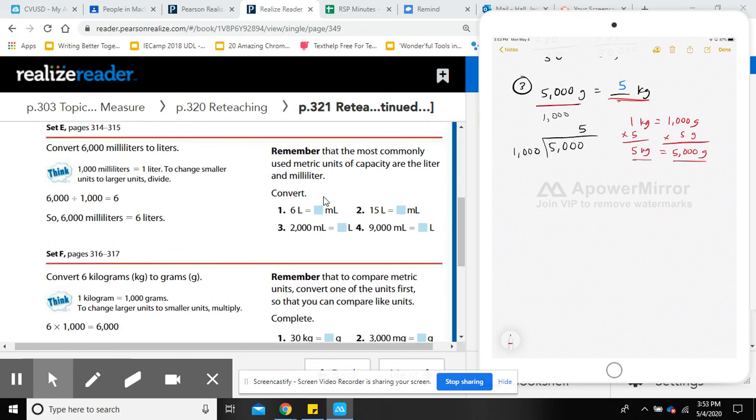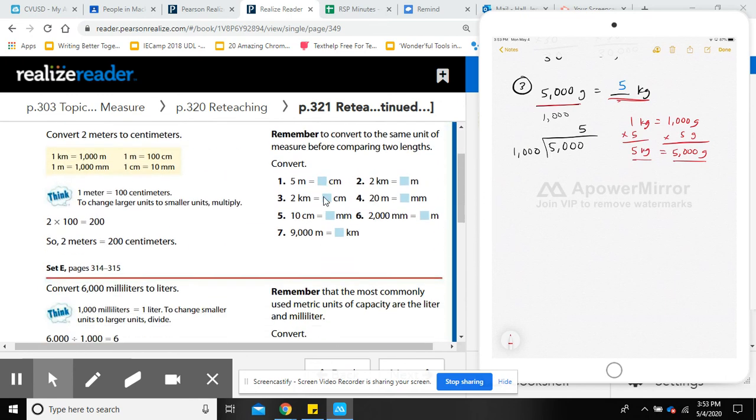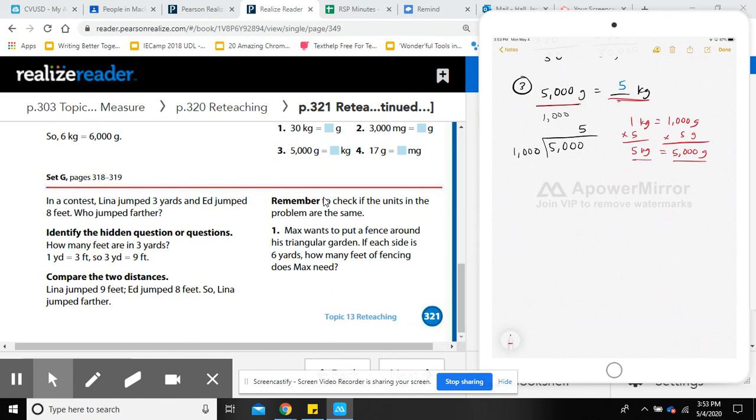Okay, so you know what? I do want to go over one more, just because there weren't very many word problems that we went over. So let's actually look at this example here. In a contest, Lena jumped 3 yards and Ed jumped 8 feet. Who jumped farther? So identify the hidden question or questions.